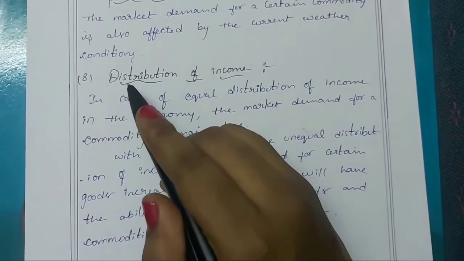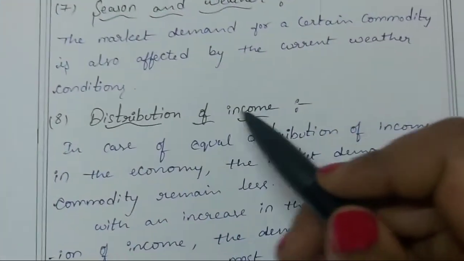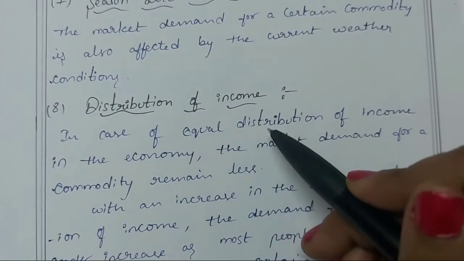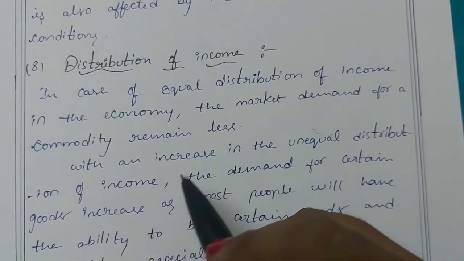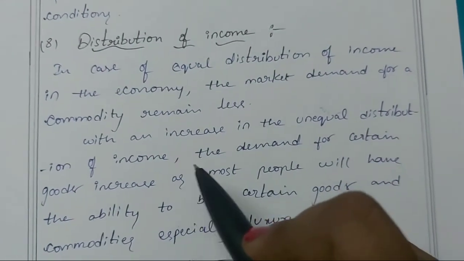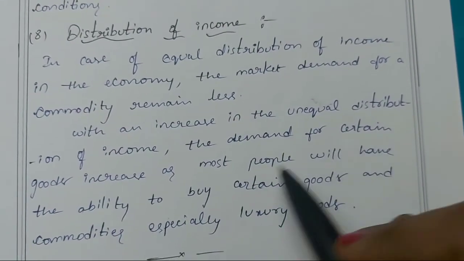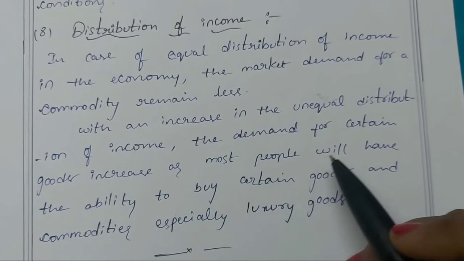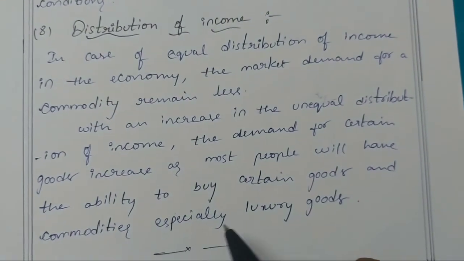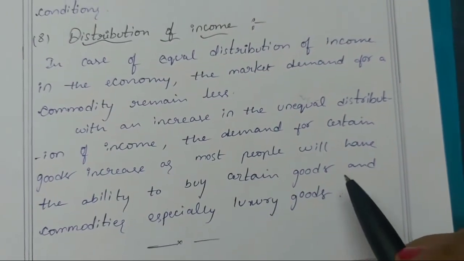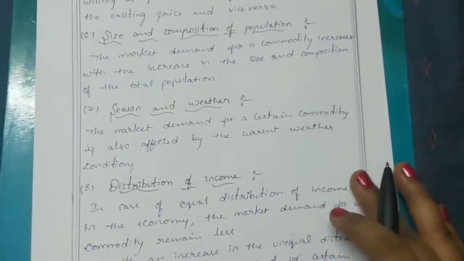And the final determinant of demand is distribution of income. In case of equal distribution of income in the economy, the market demand for a commodity remains less. With an increase in the unequal distribution of income, the demand for certain goods increases, as most people will have the ability to buy certain goods and commodities, especially luxury goods. So that's all about the concept of demand and its mechanism.